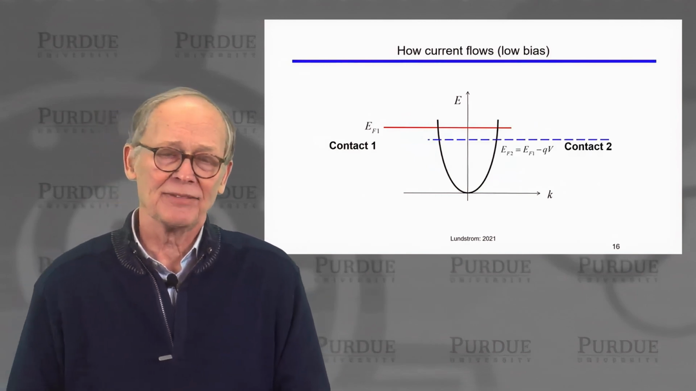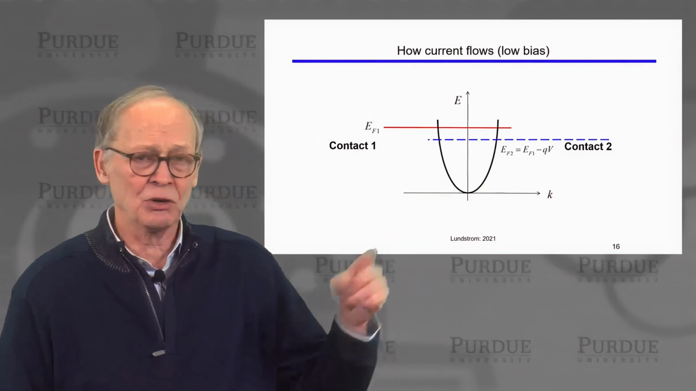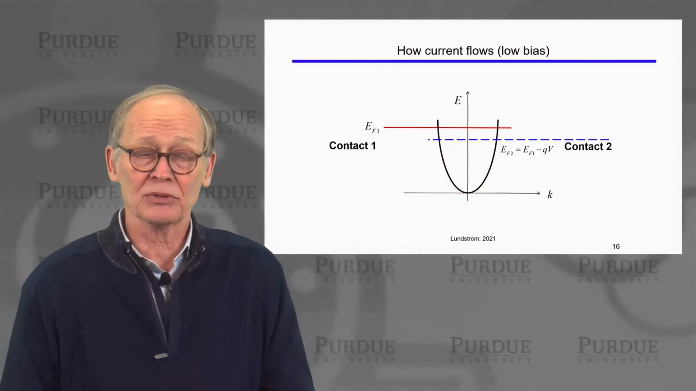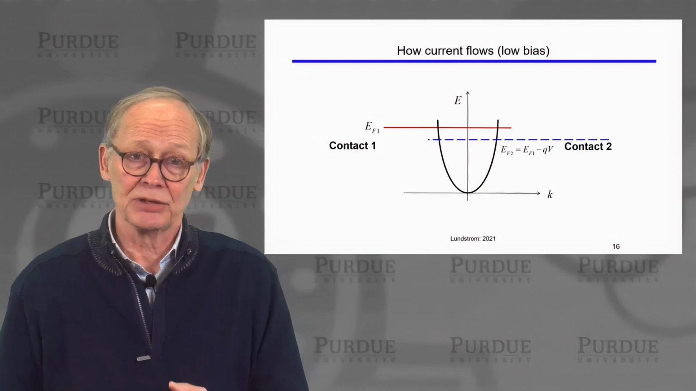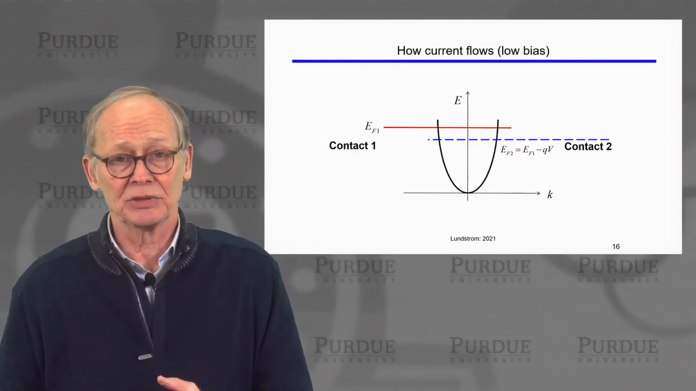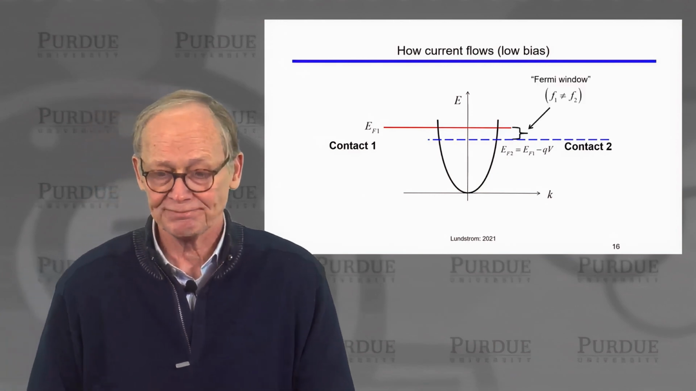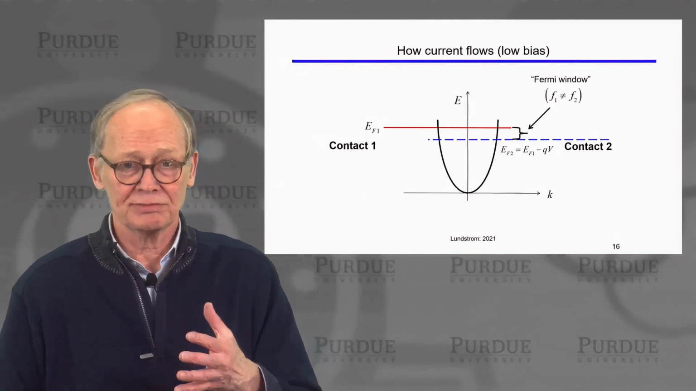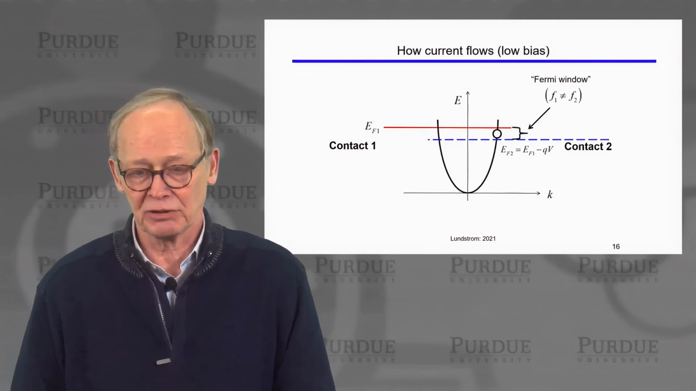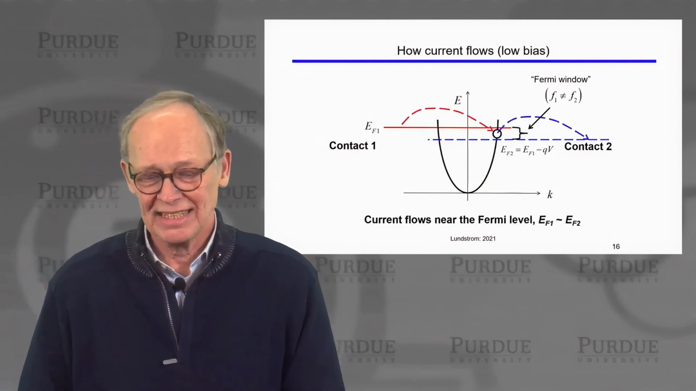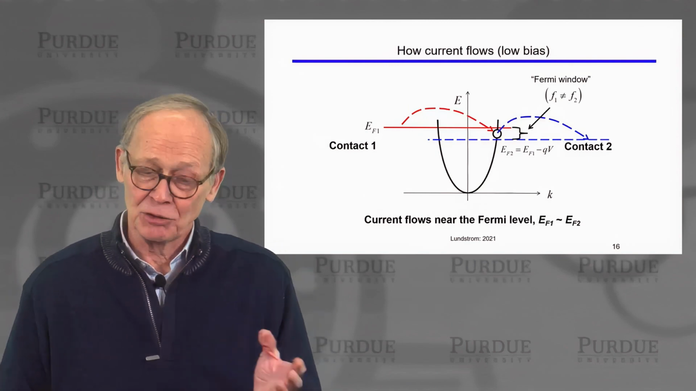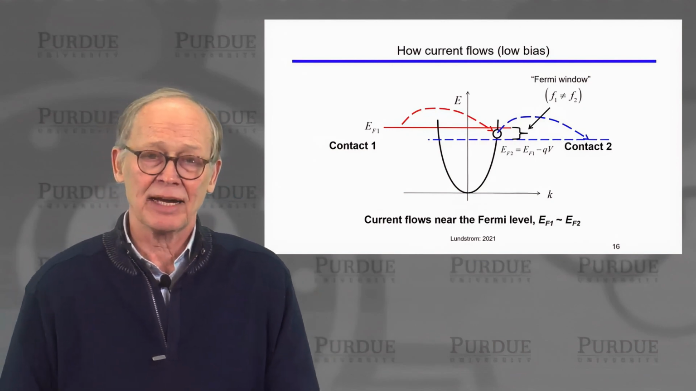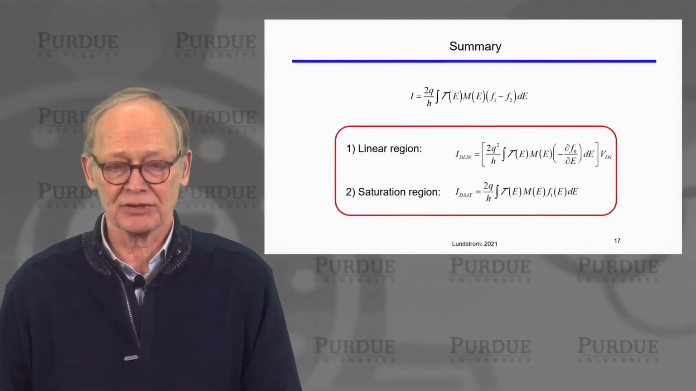Now remember, at low bias, we had a very small difference in Fermi levels. We had a very small range of energies that contributed to current flow, and we could increase that range of energies by increasing the voltage. Current is proportional to voltage under small voltages, but current is independent of voltage when the voltage is large enough. So small Fermi windows under low drain to source bias, large width and energy of Fermi windows under large drain to source biases. Under low bias, the current flows near the Fermi level, which are almost the same in both contacts. Under high drain bias, the current flows underneath the Fermi level of the first contact.